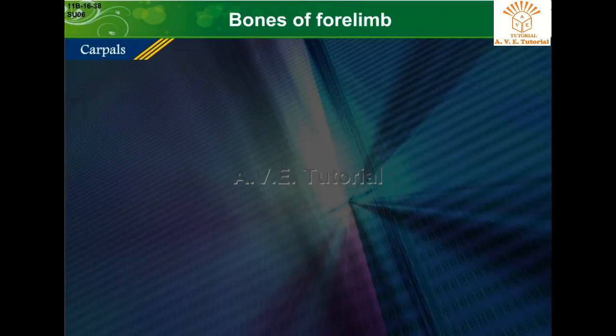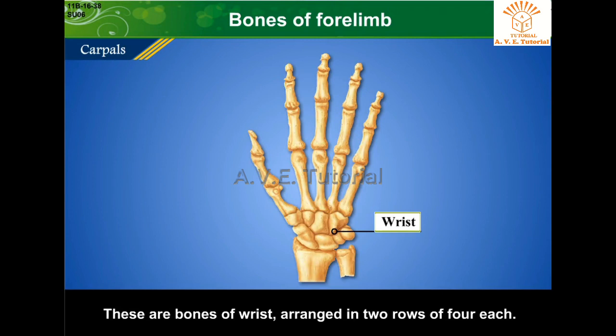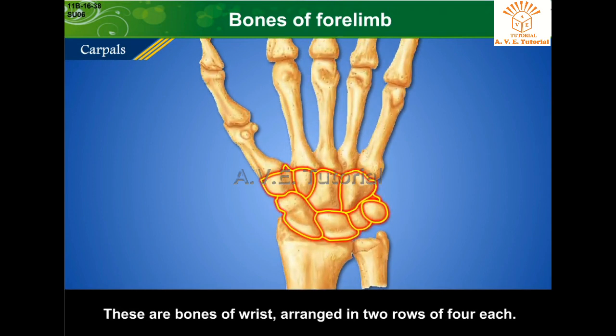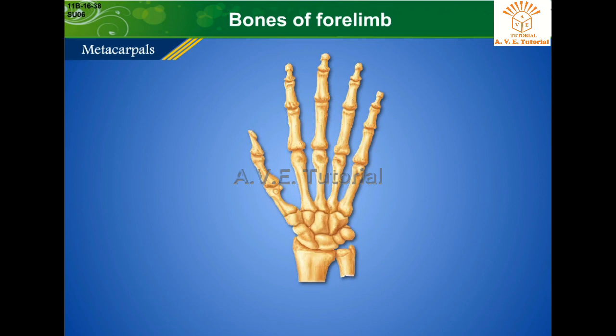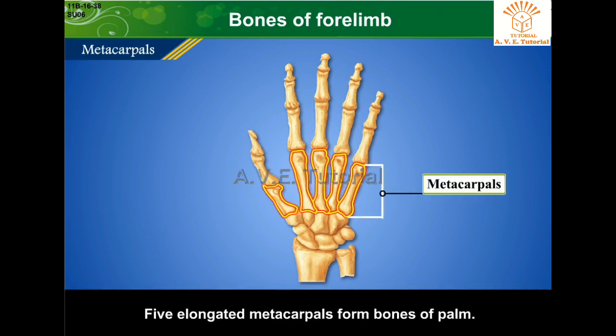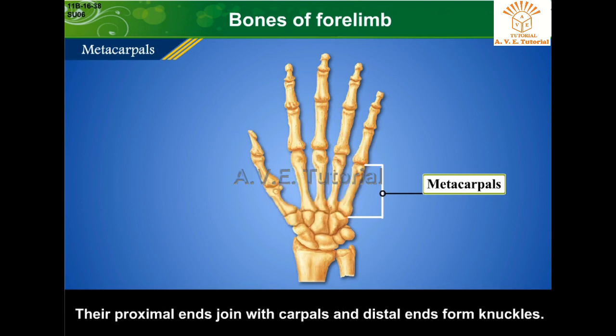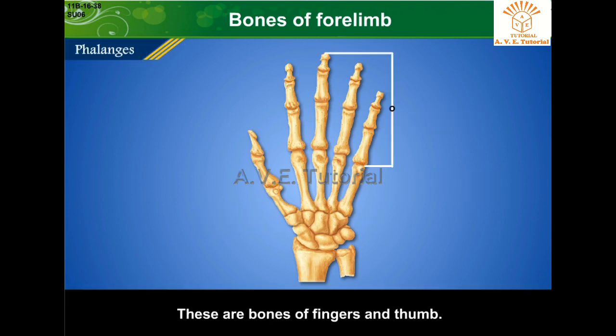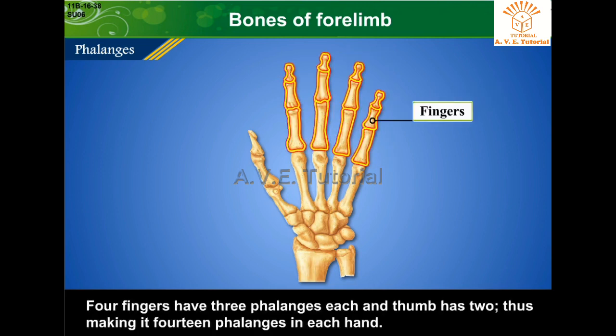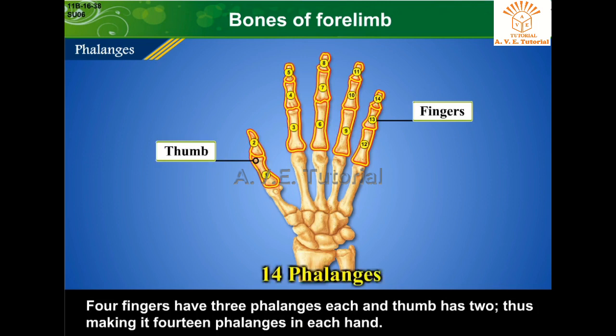Carpals. These are bones of wrist arranged in two rows of 4 each. Metacarpals. 5 elongated metacarpals form bones of palm. Their proximal ends join with carpals and distal ends form knuckles. Phalanges. These are bones of fingers and thumb. 4 fingers have 3 phalanges each and thumb has 2, thus making it 14 phalanges in each hand.